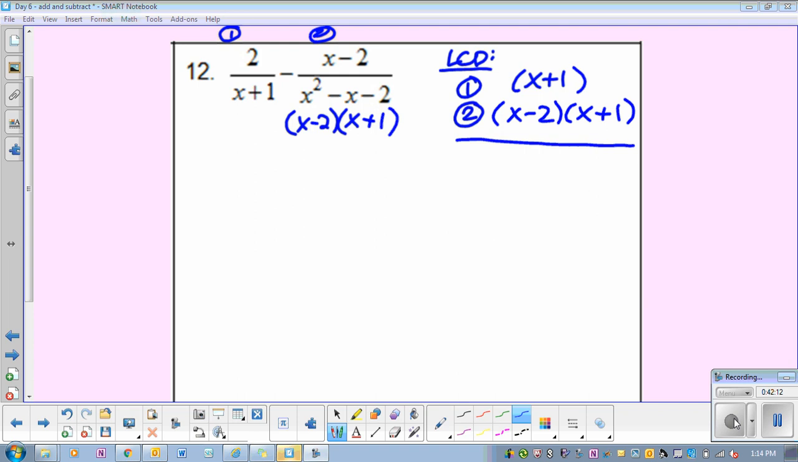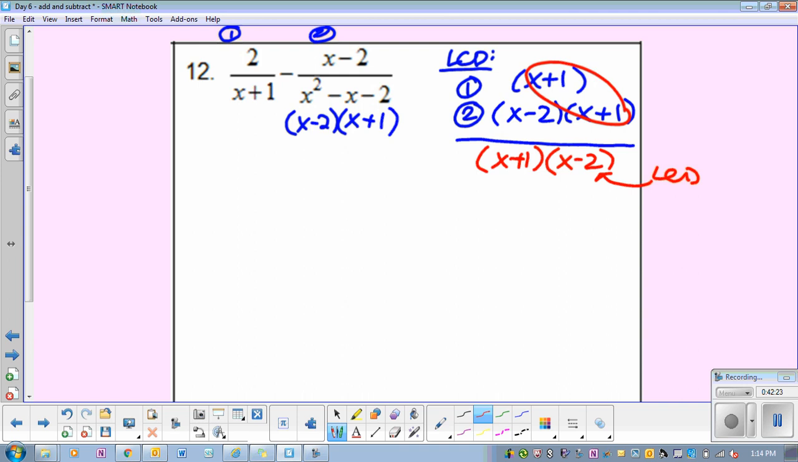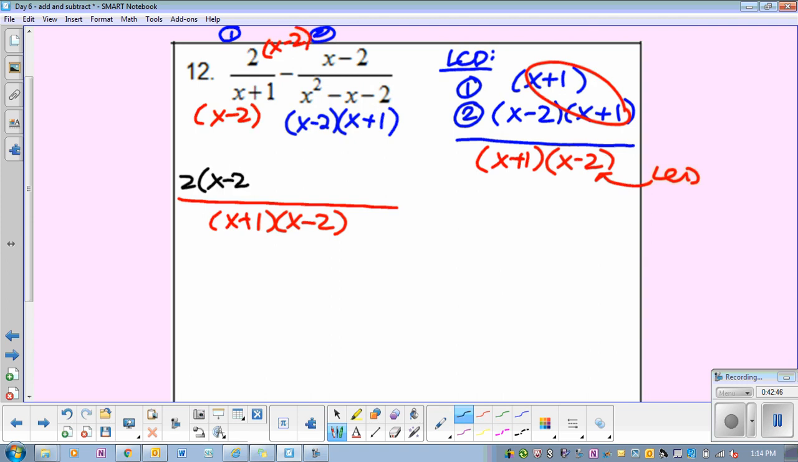So, what do they have in common? X plus 1. Okay, so I'm going to write that once, and then I need to bring down x minus 2. So then this is the LCD, right? So LCD is x plus 1 times x minus 2. What is this first one missing to look like the LCD? X minus 2. So whatever you multiply on the bottom, you need to multiply on the top. And you see that it's a minus, right? Please don't forget that.